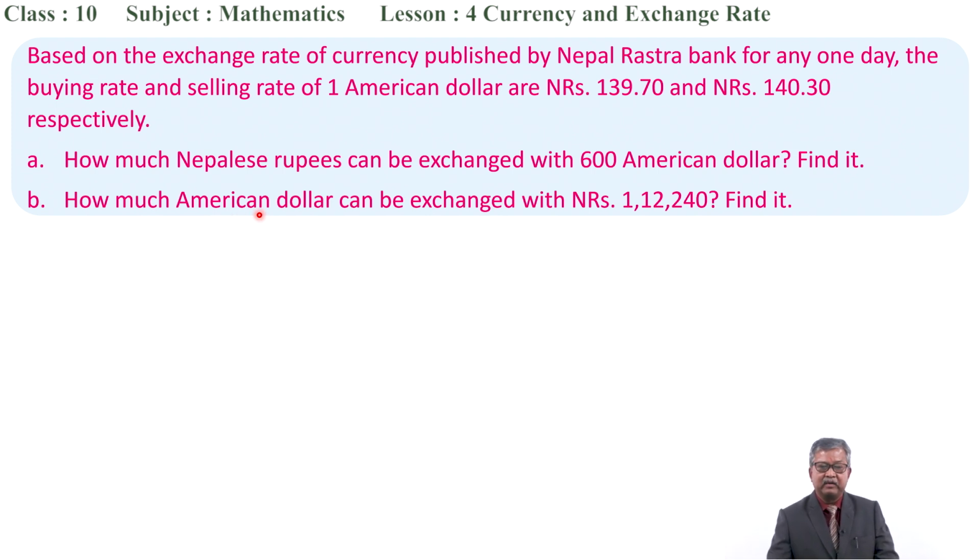Now how much American dollar can be exchanged with Nepali rupees 1,12,240? Here Nepali rupees we are going to give the bank, and the bank gives the American dollar. So the bank gives what? Foreign currency. That means which rate is used by the bank? Good. The bank uses the selling rate. So this problem you can solve, and you have to discuss with your friend also.